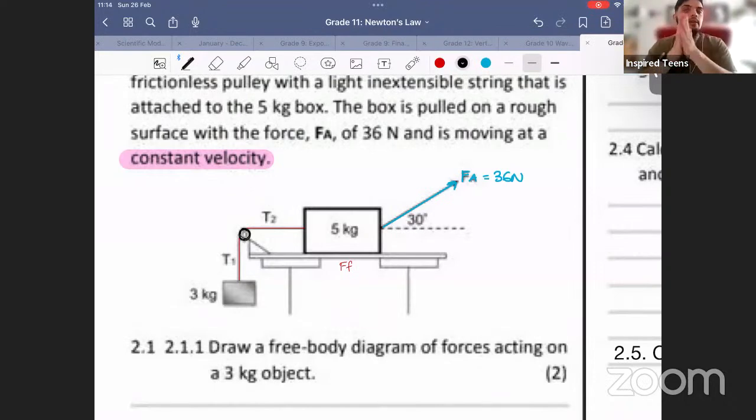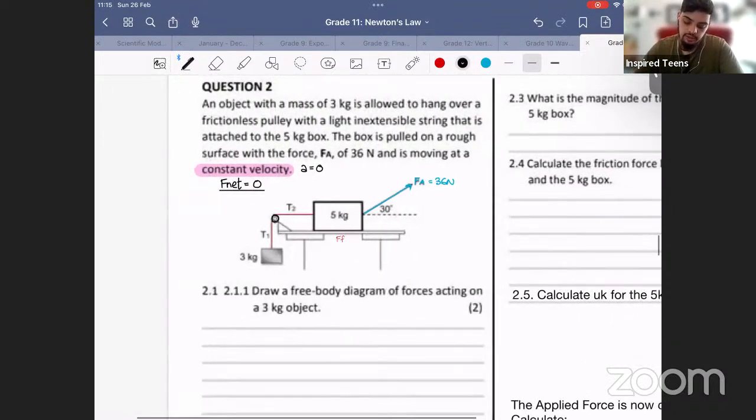Remember, acceleration is the rate of change in velocity. So the rate at which you are changing your velocity is called acceleration. If there's no change in velocity, there is no acceleration. So acceleration is 0, 100% correct. Since acceleration is 0, F net is also equal to 0, because remember, F net is equal to m times a. Anything times 0 is going to be 0. So therefore, F net is equal to 0.